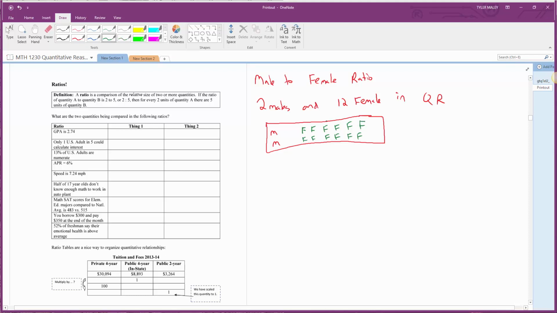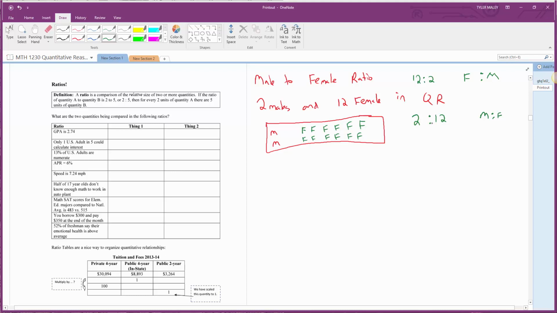So what I want to emphasize is what it means to have a ratio, right? So we could display this ratio as 2 to 12, understanding that this is males to females, right? So order matters in the sense that we need to specify what we're comparing and in what order. So I could also say that we have a 12 to 2 ratio for going female to male, right?